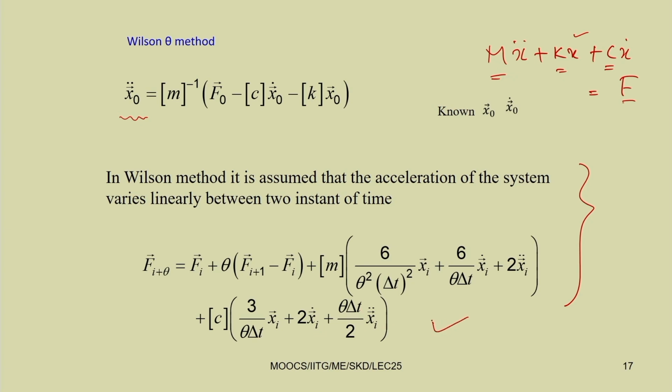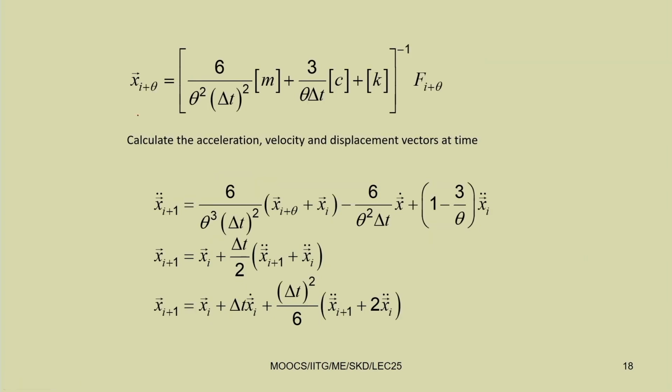This way, for the next iteration, the load vector can be found using this equation, and x i plus theta can be written using 6 by theta square delta t square into m plus 3 by theta into delta t into c plus k, this inverse, into f i plus theta. Already we got f i plus theta, and using that we can have the expressions for the acceleration, x i dot and x i plus 1. This way we can get it.